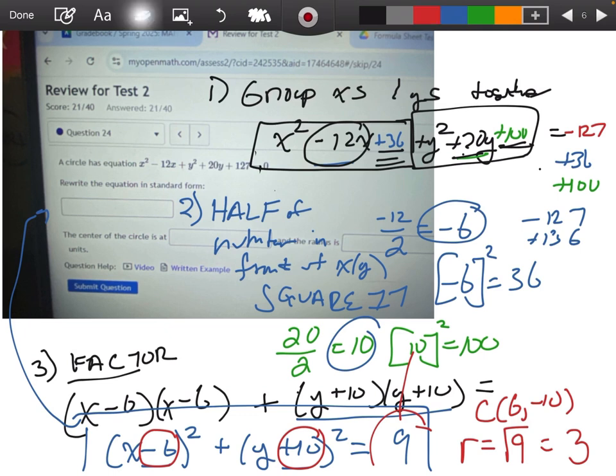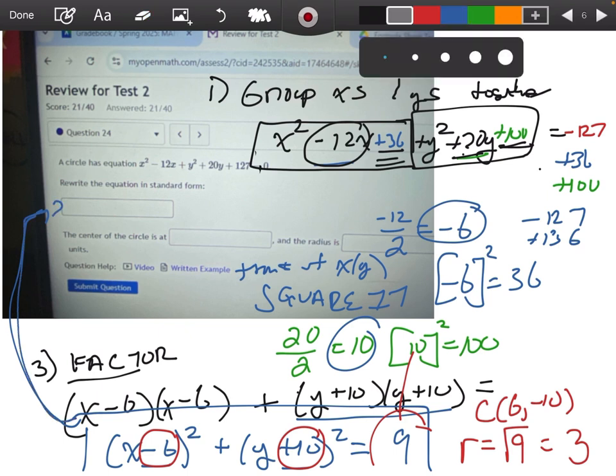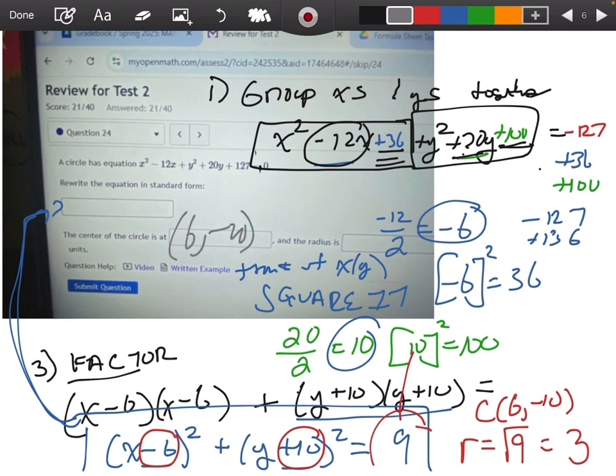I know I wrote some stuff, but I'm going to clean this up a little bit. So again, this equation will go right there. Our center, we said, was at 6 and minus 10, and our radius is 3. If y'all got any questions, let me know.